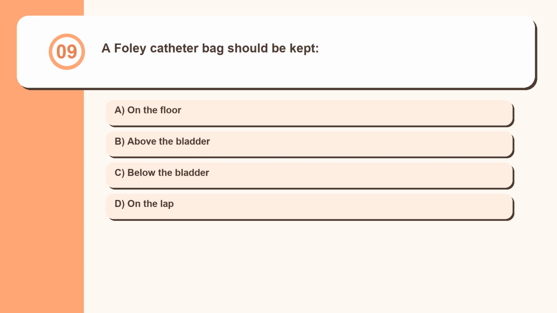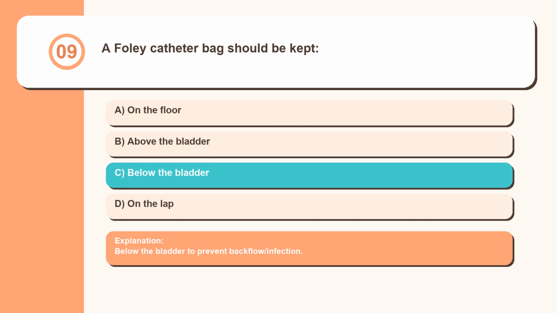Question 9. A Foley catheter bag should be kept: on the floor, above the bladder, below the bladder, on the lap. Below the bladder to prevent backflow and infection.